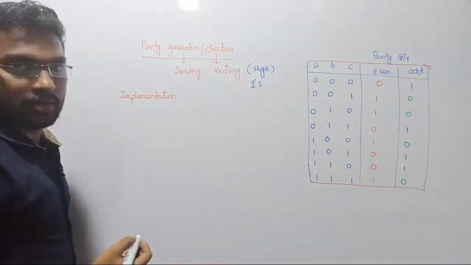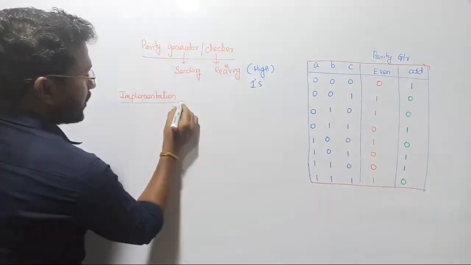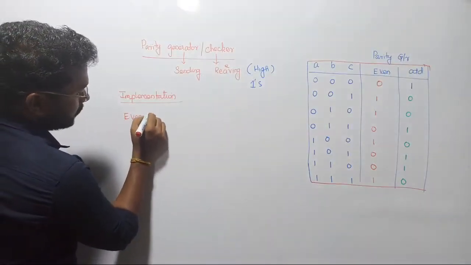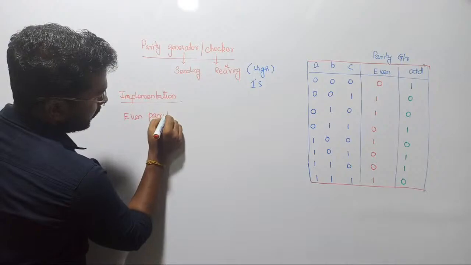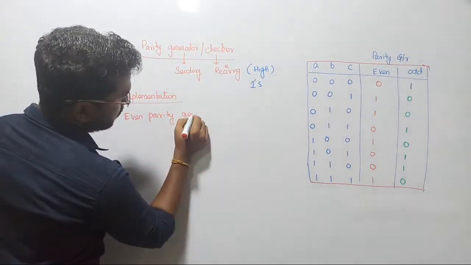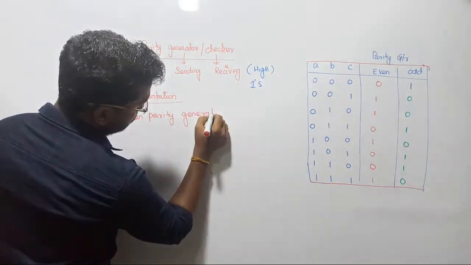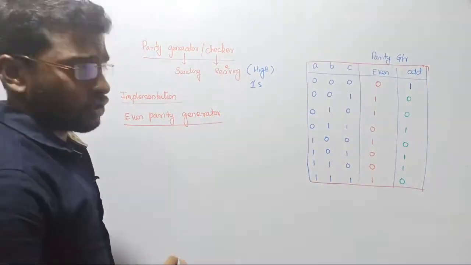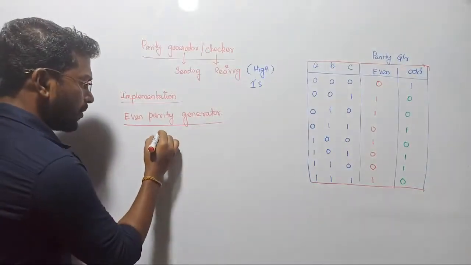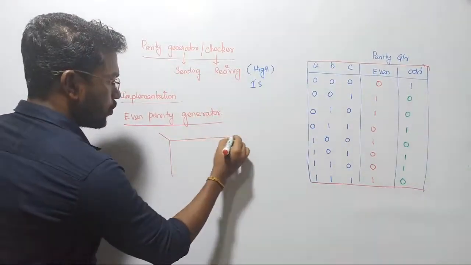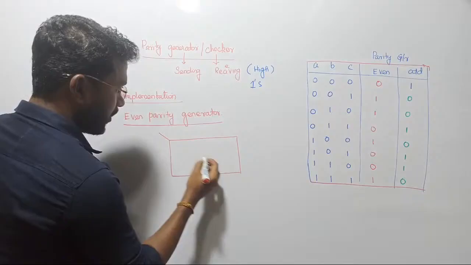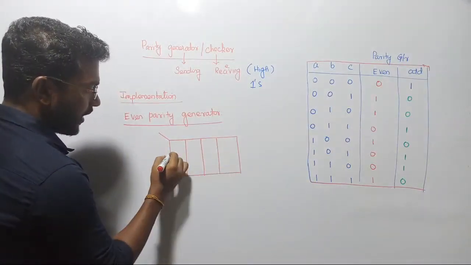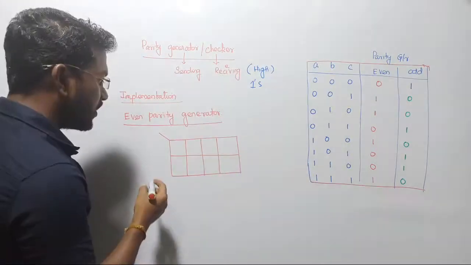In implementation, first we are going to discuss the even parity generator, right? Let us see how to realize this circuit. Shall we put them in a K map? Of course. How many variables are there? A, B, C, so totally we are considering 3 variables. How many cells are required in the K map? We have to consider 8 cells. Yes. Now let's start our operation.